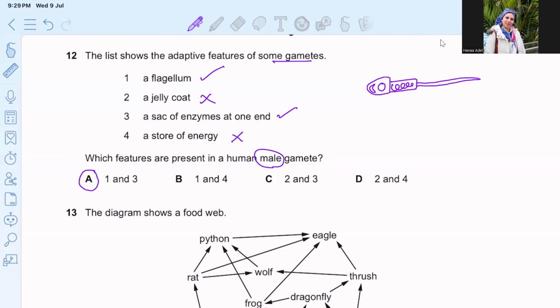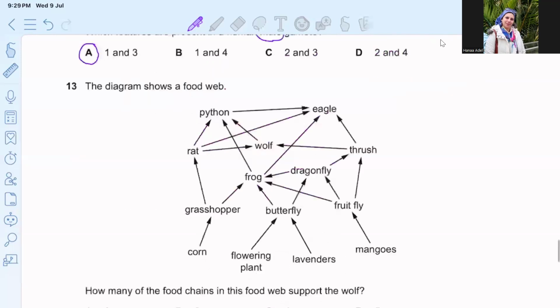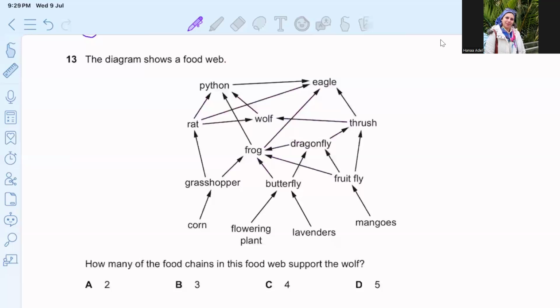Question 13. The diagram shows a food web. How many of the food chains in this food web support the wolf? We have to go to the wolf, okay, and highlight it this way, and return back to the question. So we have one of the routes: corn, grasshopper, rat, wolf, python. This is route number 1.